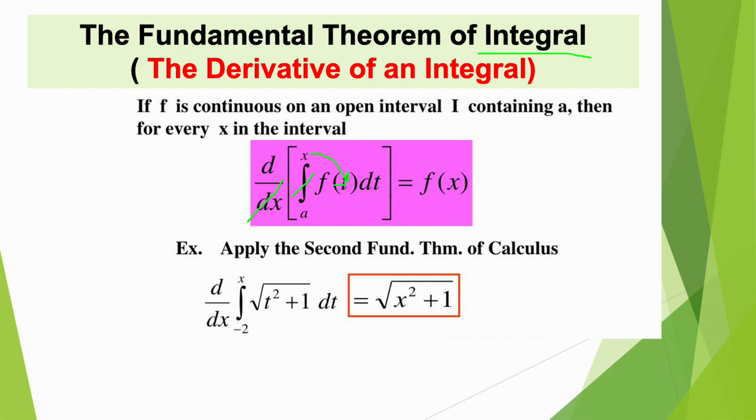For example, here, the derivative of the integral from minus 2 to x, all what we do, we cancel the integral with the derivative, and we replace x here. In this case, we will get the same function, the original function, x squared plus 1, and we ignore the lower bound of the integral.